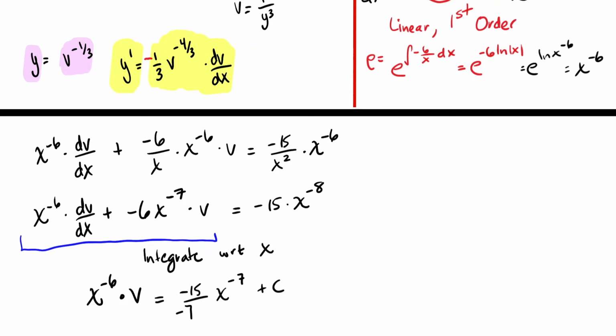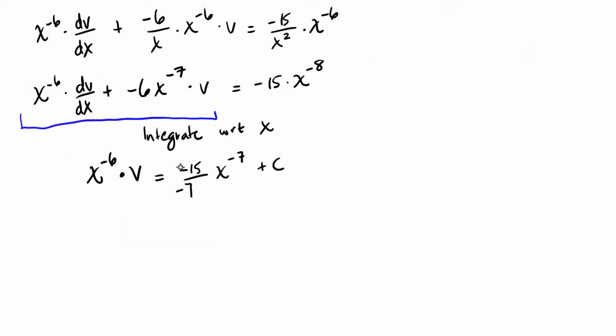And then we'll want to spend a bit of time simplifying and cleaning up our solution. We know dividing negative by negative would make that positive. And then we will divide both sides by x to the negative 6th. But we also know dividing by x to the negative 6 is equivalent to multiplying by x to the 6th power. So that will give us v equals 15 over 7 x to the negative 7 times x to the positive 6 plus c times x to the positive 6th.